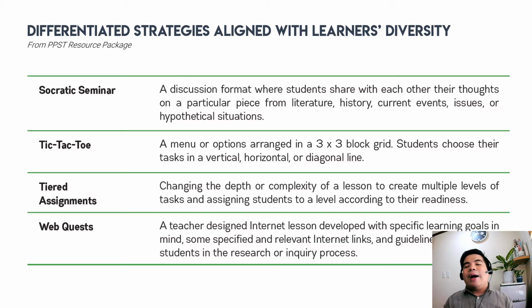Now we have the tic-tac-toe, a menu or options arranged in a 3 by 3 blank grid. Students choose their tasks in a vertical, horizontal, or diagonal line. We also have the tiered assignments, which is more on tailor fit, no? Changing the depth of complexity of a lesson to create multiple levels of tasks and assigning students to a level according to their readiness. So you will have a list of tasks which is convergent to your lesson objective. However, the complexity of each task varies, okay? For example, this particular task will be given to a particular group depending on their readiness. So they will be answering in the same context. However, the complexity of the task varies from one level to another. And we also have the web quests.